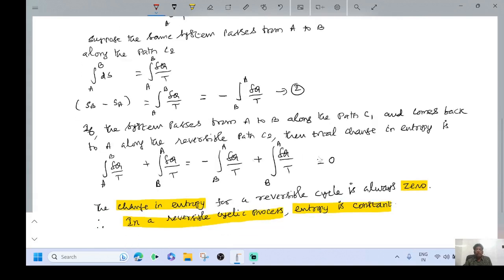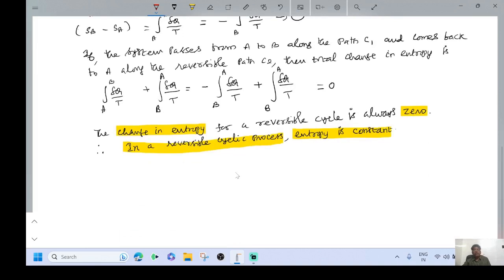If you add these two things, you get 0. Therefore, the change in entropy for a reversible cycle is always 0. That means that in a reversible cycle, entropy is a constant.